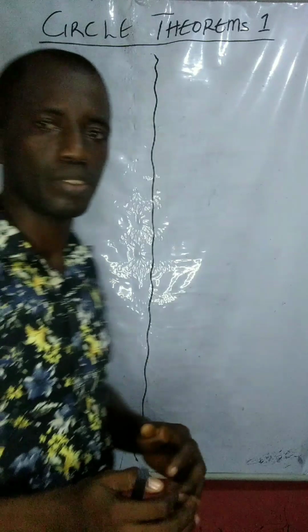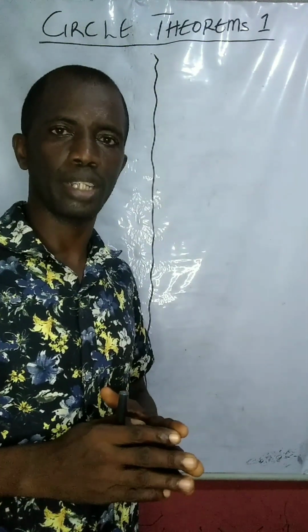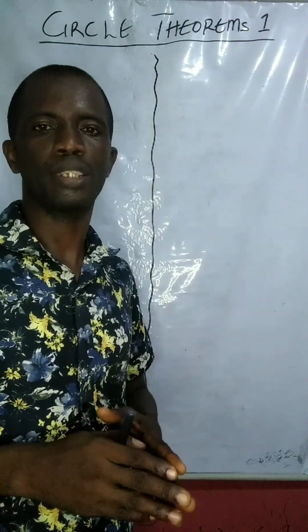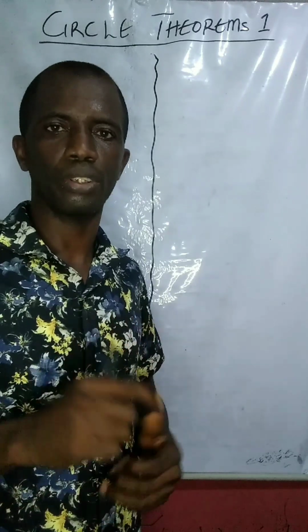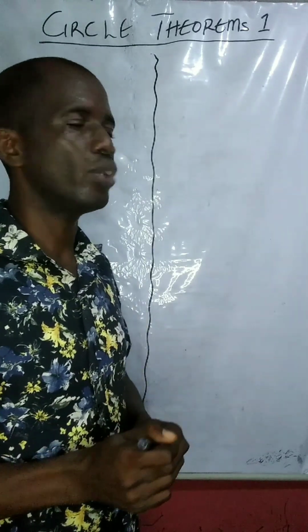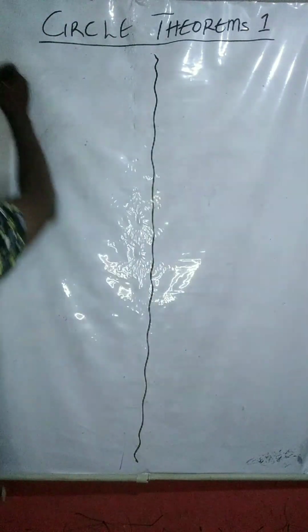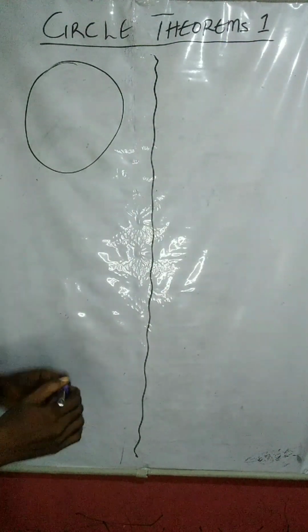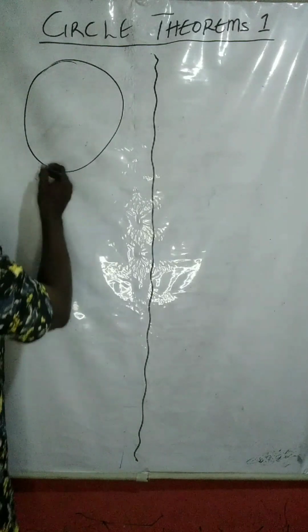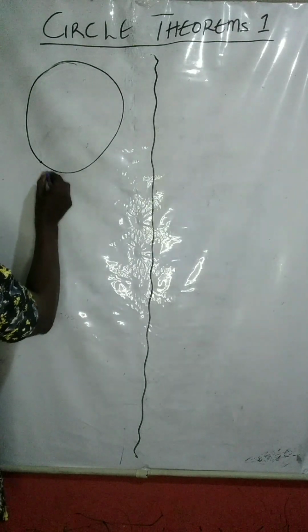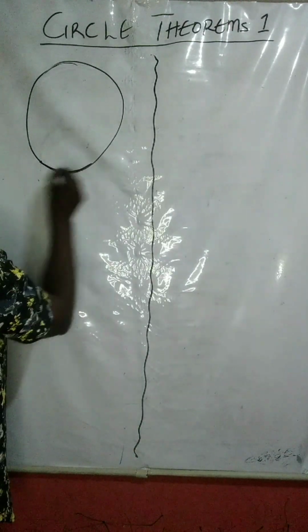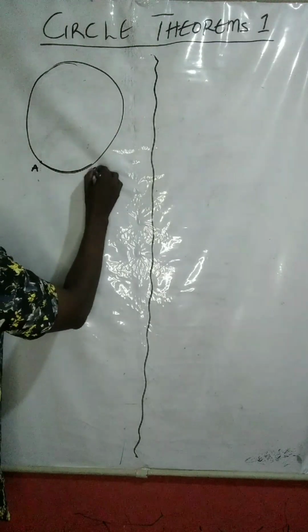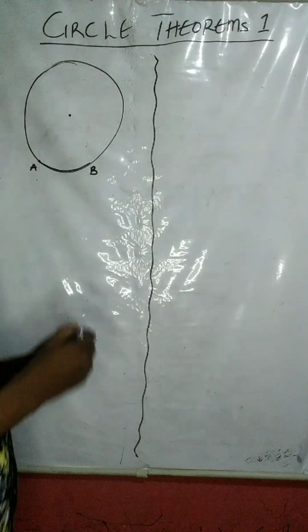The first theorem says that the angle that an arc will subtend at the center is twice that which is subtended at any part on the circumference. Now we know an arc. Let's draw the circle. Now this circle that I've drawn, a part of the circumference from here to here is called an arc. Let's say arc AB. And that's the center of the circle.